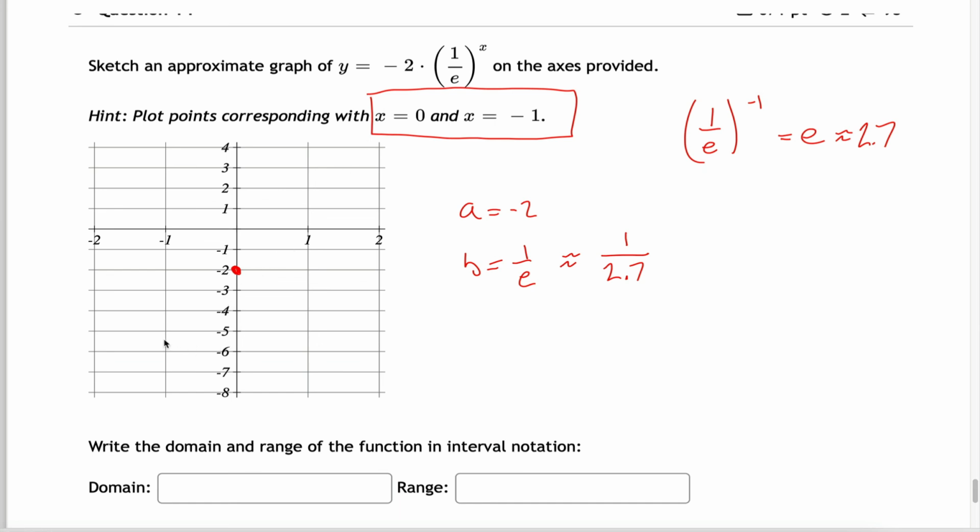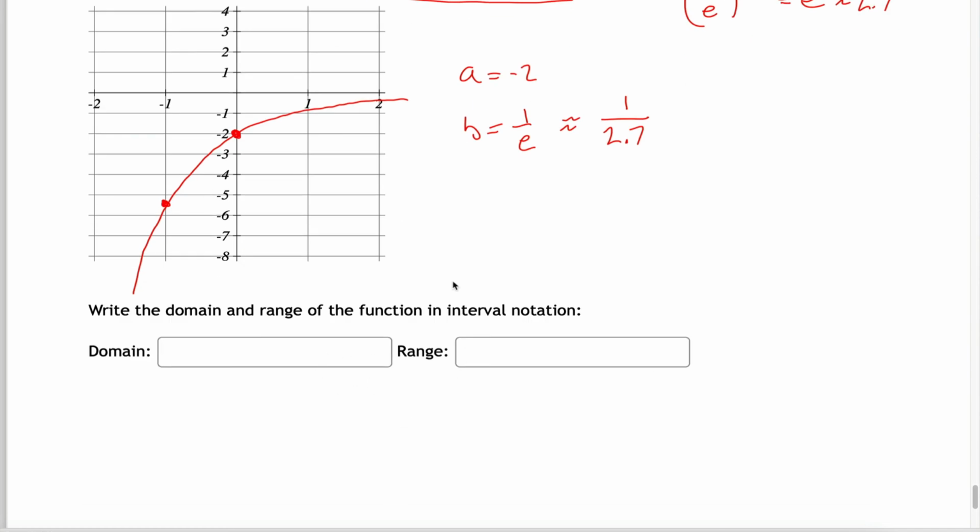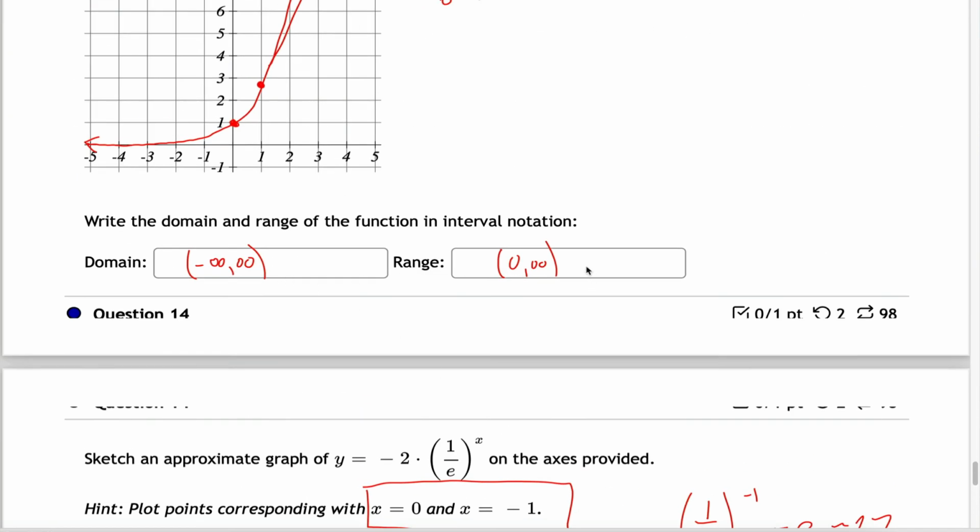So we want to dot roughly here-ish. This graph will end up looking, loosely speaking, like that. And then finally figure out the domain and range the same way we did up here. That's all I got.